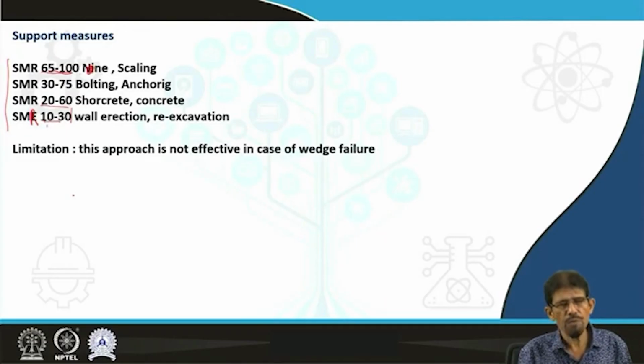And limitation: this approach is not effective in case of wedge failure, and for determination of wedge failure induced instability or landslide, we need to modify this concept. This concept was only applicable for the planar type of failure. For circular failure located in highly fractured rock also, this approach is not effective, as highly fractured rock is going to behave close to a soil slope, and this SMR concept is only applicable in case of rock strata, not in case of soil.